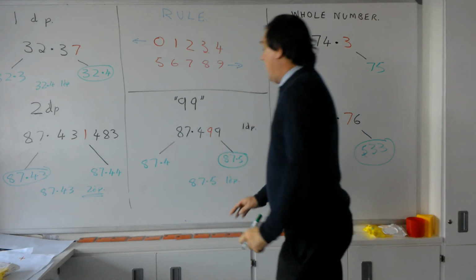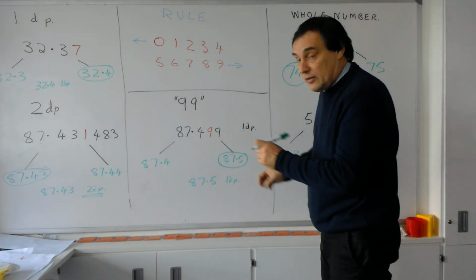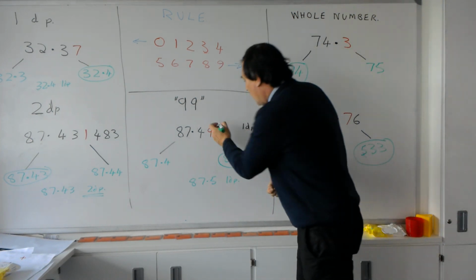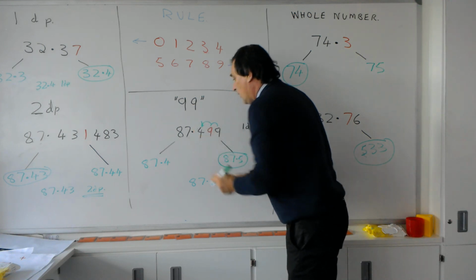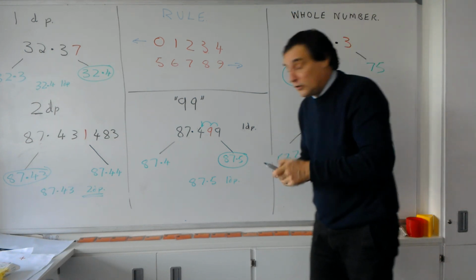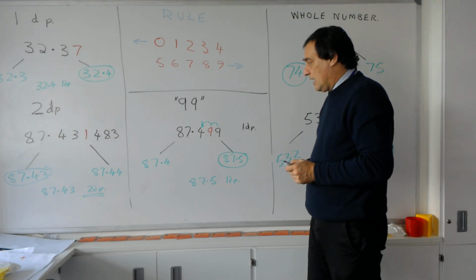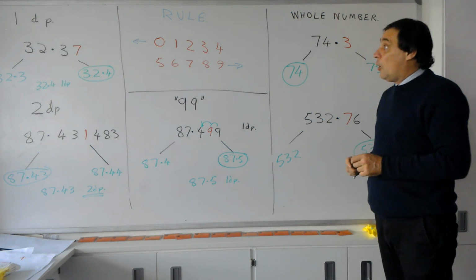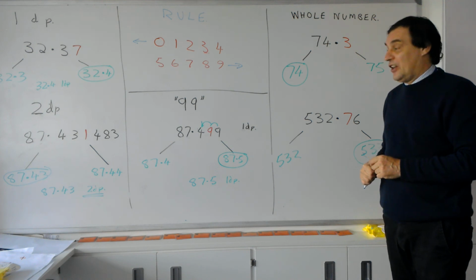Don't worry if you've got more than two nines at the end of it. Doing it by this method actually eliminates that problem, and it sort of knocks it on. That 9 will go up, make that one a 0 and up to a 5. So think of it as 87.5 to 1 decimal place. Think of it as a chain reaction, but this method here will keep you on the straight and narrow. So there's a brief introduction to rounding whole numbers and also to 1 and 2 decimal places.